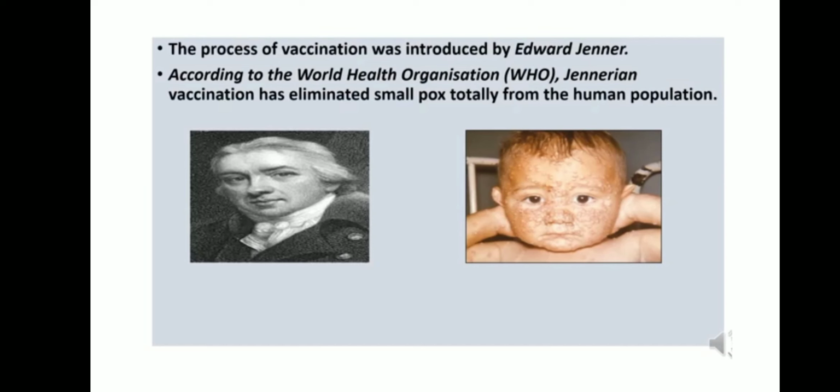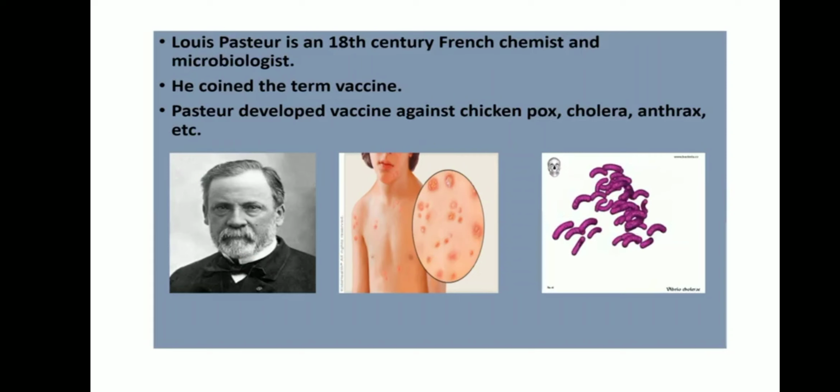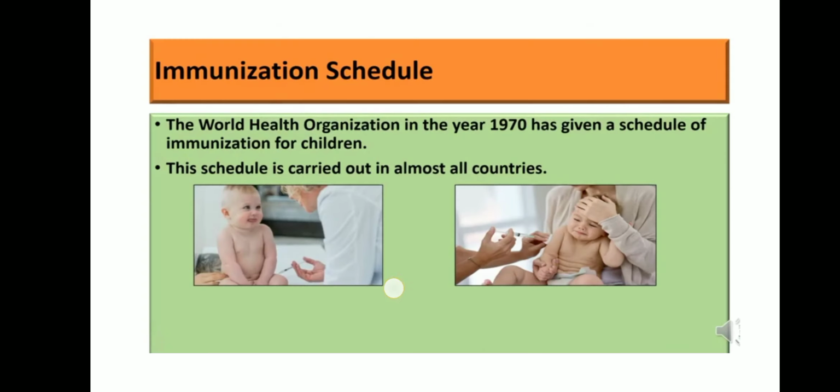Louis Pasteur, in the 18th century, was a French chemist and also a microbiologist. He coined the term vaccine. Pasteur developed vaccines against chickenpox, cholera, anthrax, etc.